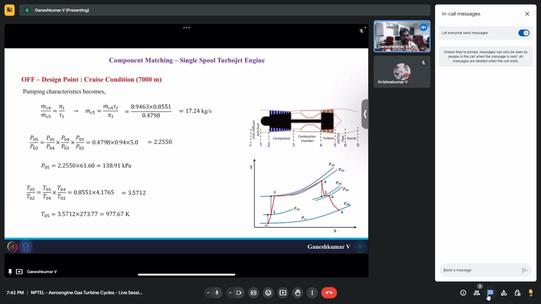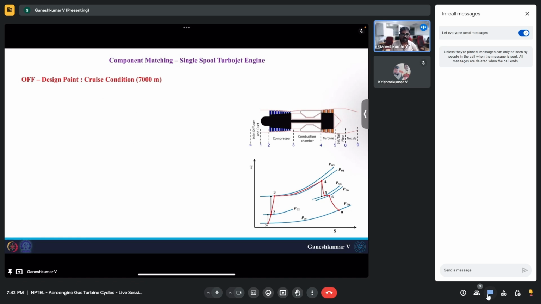But we already found the mass flow rate, which is 17.24 kg per second. Only if the mass flow rate through the nozzle is the same as this 17.24 kg per second will the engine operate in that condition. If not, you need to iterate, changing the pressure ratio until you match these two mass flow rates. Let's solve this. I think you will understand better once you see how it is done. So this is where turbine and nozzle matching comes in.